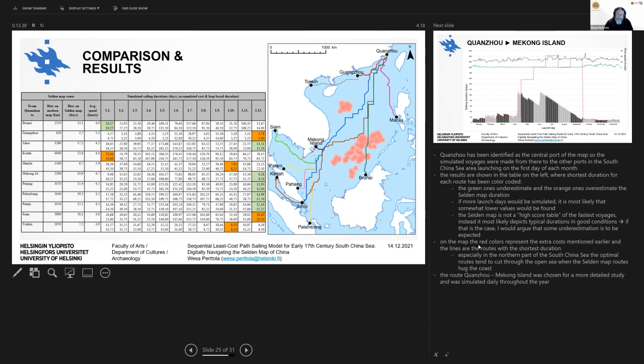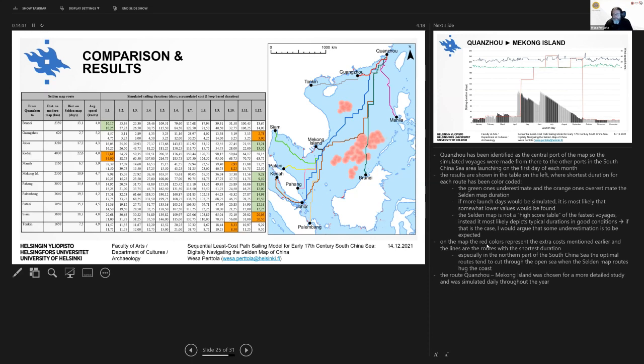On the map, the red colors represent the extra costs mentioned earlier, and the lines are the routes with the shortest duration. Especially in the northern part of the South China Sea, the optimal routes tend to cut through the open sea, when on the Selden map, routes tend to hug the coast in this fashion.